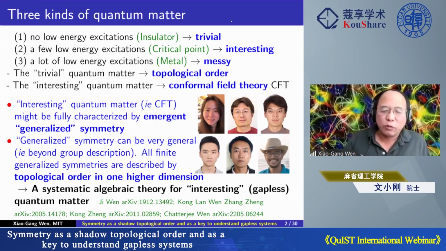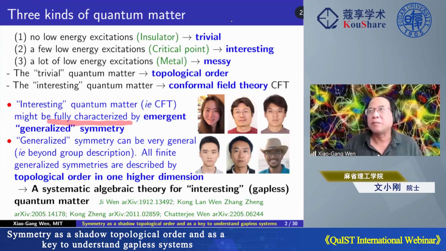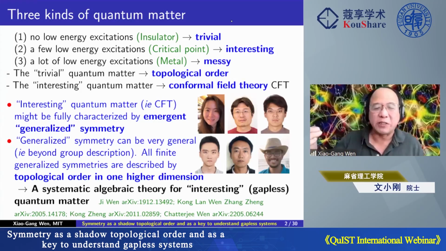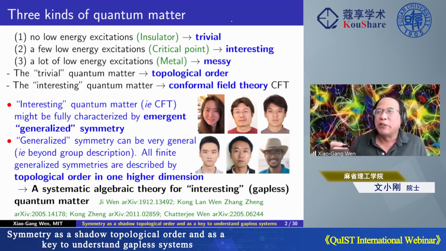we think maybe symmetry should play a very important role. In particular, there's a proposal that this emergent symmetry has a chance to fully characterize these gapless states. So it's like a topological invariance for topological order. Symmetry may be what we can call a geometrical invariance for gapless states. If we know all the geometrical invariance, we fully characterize the gapless states, then we can develop a systematic theory.